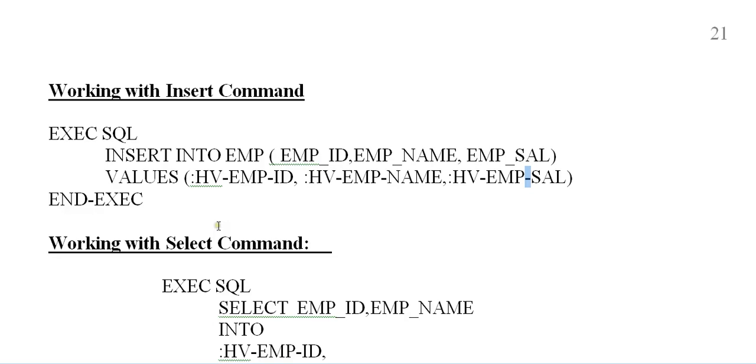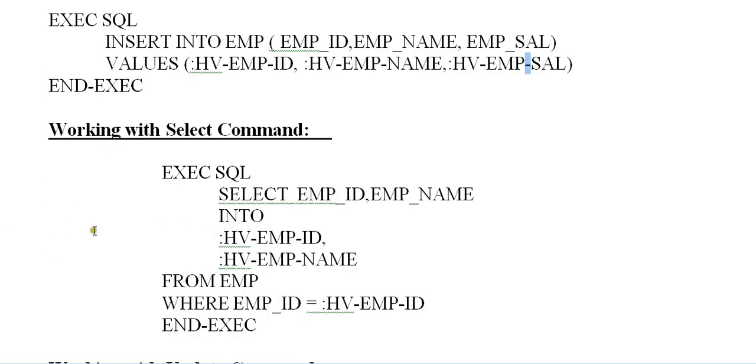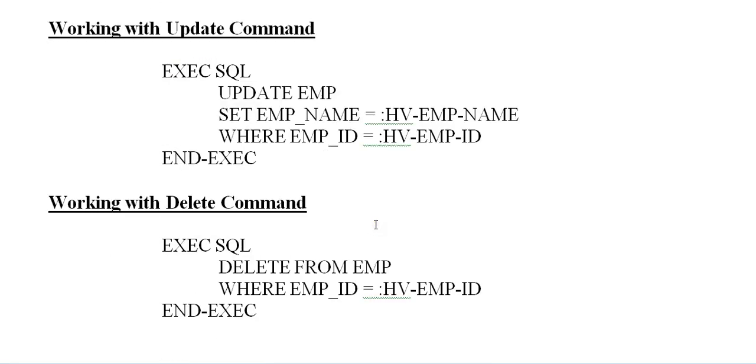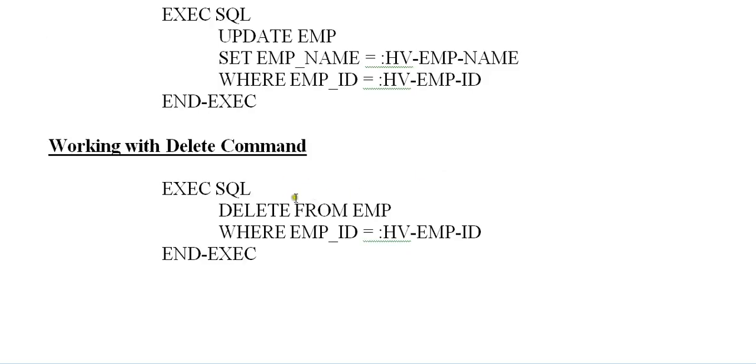Working with the select command: EXEC SQL, select employee ID, employee name into employee ID, employee name from EMP, where EMP ID is equal to the employee ID host variable. In the same way, update table name, set EMP name, and so on. You can see one thing: an underscore is always referred to with a hyphen in COBOL, so it is separating this. Then working with the delete command: delete from EMP where EMP ID is equal to EMP ID.